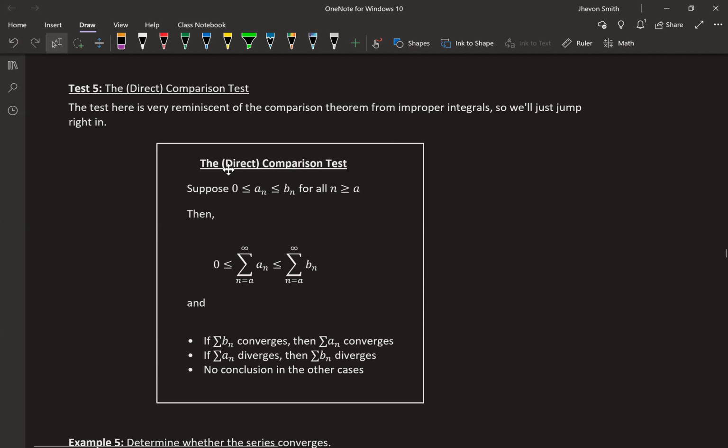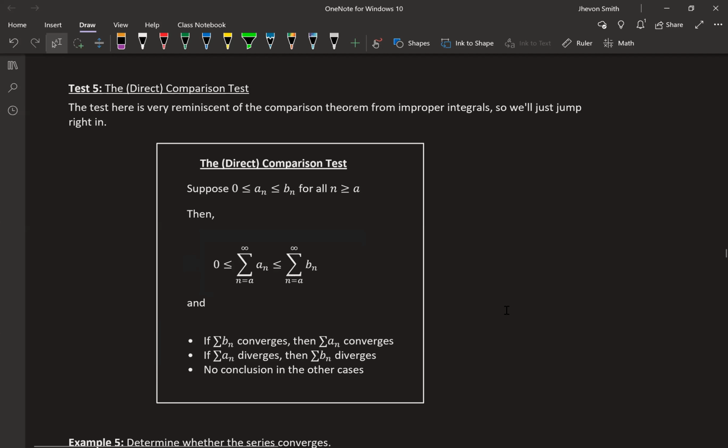And so basically, here's one of the comparison tests called the direct comparison test. We usually leave out the word direct whenever we say a comparison test. If someone says, I'm using the comparison test, we assume they're talking about the direct one, okay? So again, you're looking at a series where the sequences are positive and you know how they're ordered in terms of inequalities. So if an is greater than or equal to 0 and it's less than or equal to bn, for all n past a certain number, then the sum of an is less than or equal to the sum of bn.